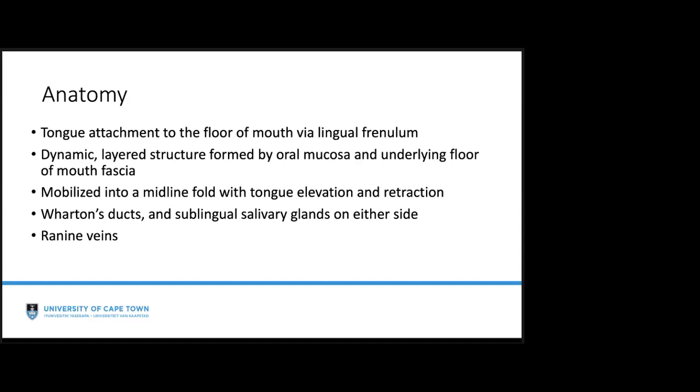The base of the frenulum consists of a V-shaped hump of tissue in the floor of the mouth, which houses the two Wharton's ducts on either side, and the sublingual salivary glands empty through tiny ducts on either side of Wharton's ducts. There are superficial veins running through the base of the frenulum, which are known as Raynaud veins.